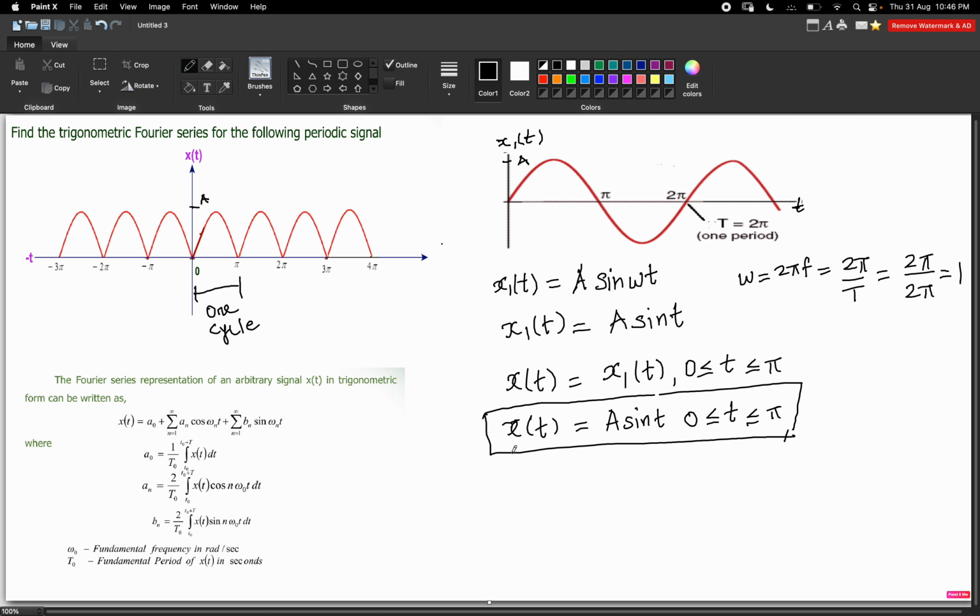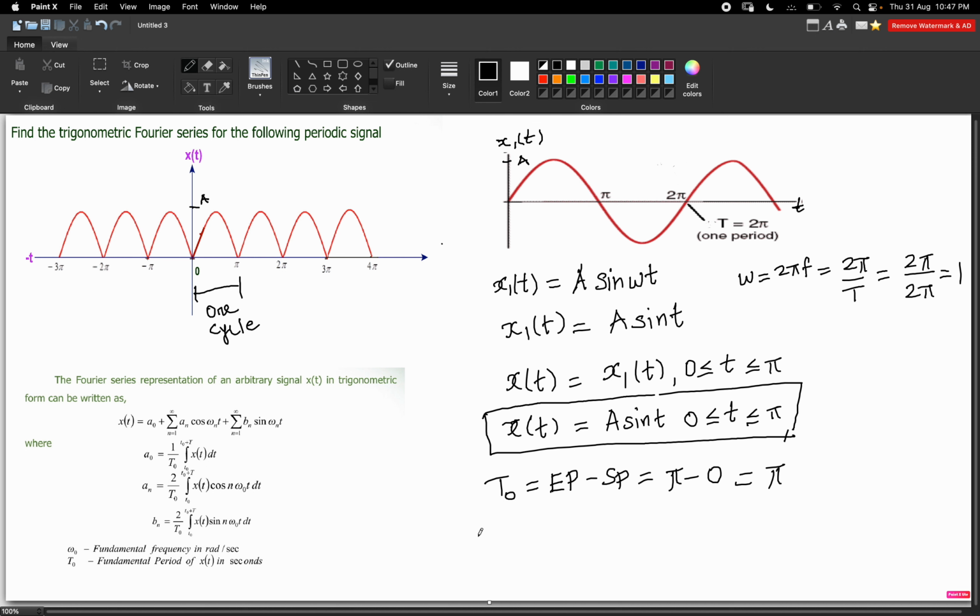So we found x of t, then we need to find omega naught and T naught. Forget about this omega and T. Here we need to find omega naught and T naught. First we need to find the T naught value. As you know, the T naught value is nothing but the end point of the cycle minus the starting point of the cycle. In this case, the end point is pi, and the starting point of the cycle is 0. So here it is pi minus 0, which is equal to pi.